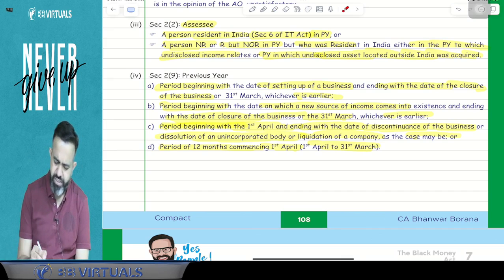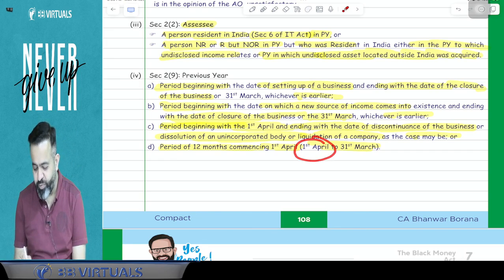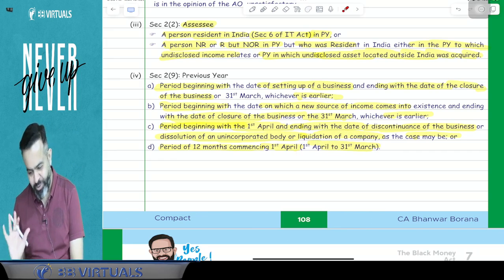Now guys, there is no need to remember this definition. You just remember previous year means start from 1st April and end on 31st March. That is called your previous year.